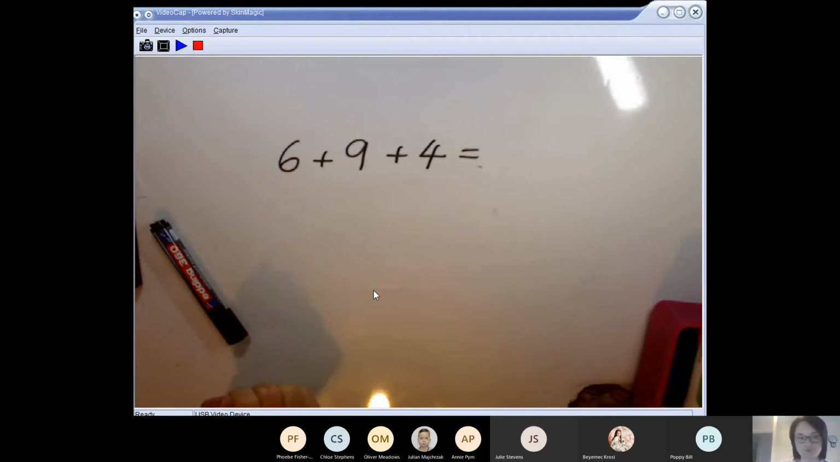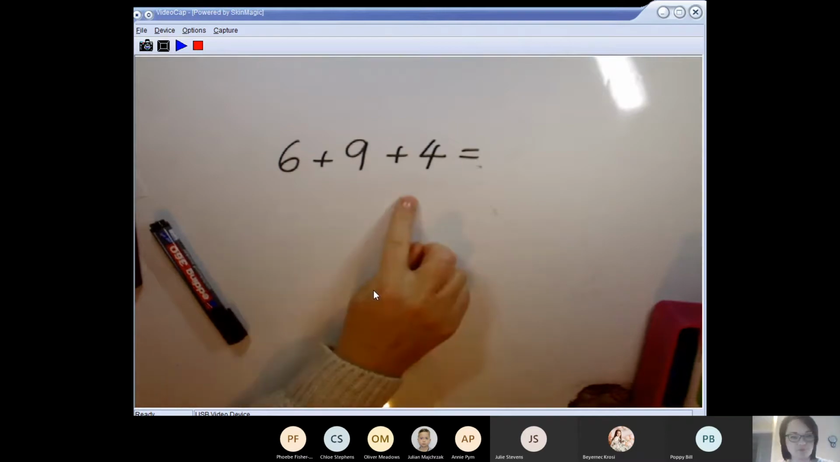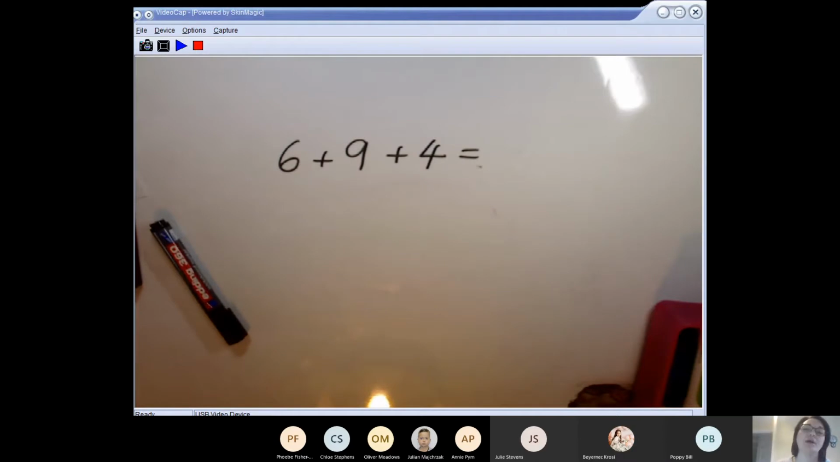What would you start with? How would you do it? Would you do it on a number line, 100 square, fingers? So have a look at the numbers you've got here and see if you can work out how you would solve it.